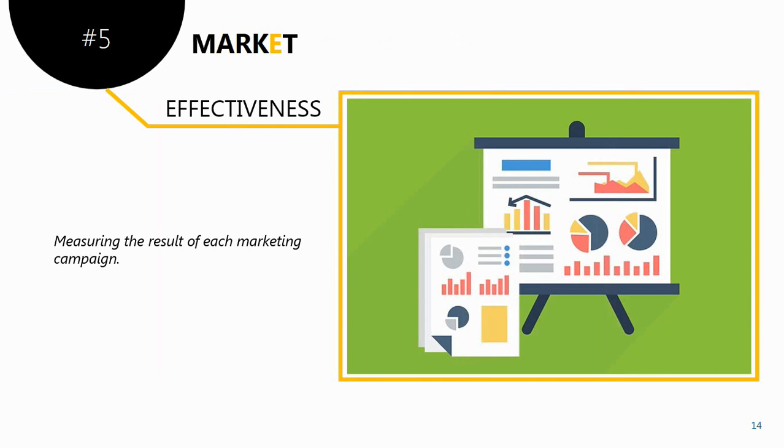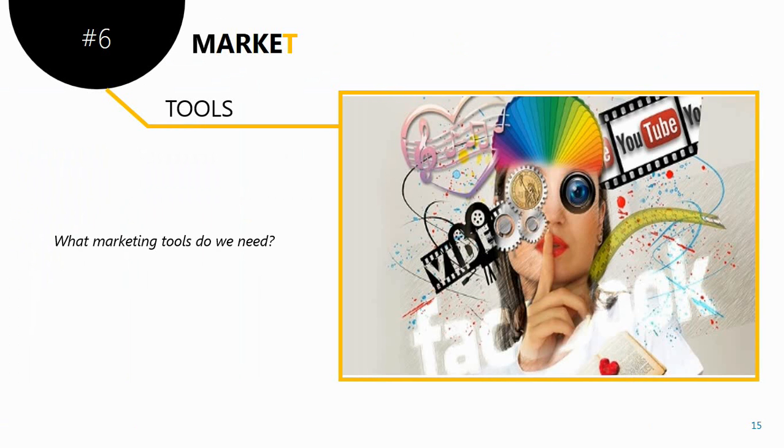E refers to effectiveness. It is about measuring the result of any marketing campaign. T refers to tools. So, what marketing tools do we need? This is a short course that summarizes the fundamental and basic principles of marketing. It can also be a refresher course that everyone can enroll in.